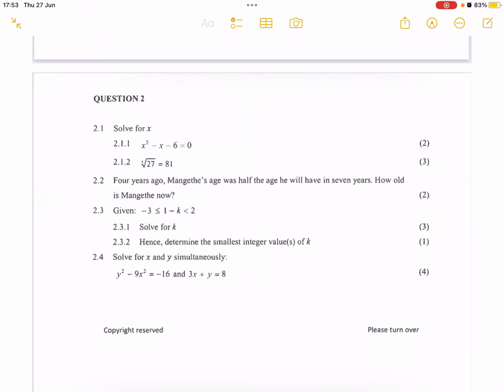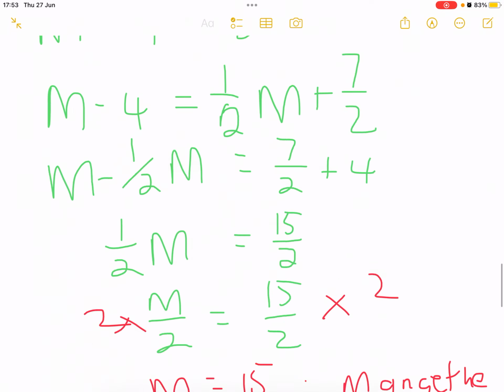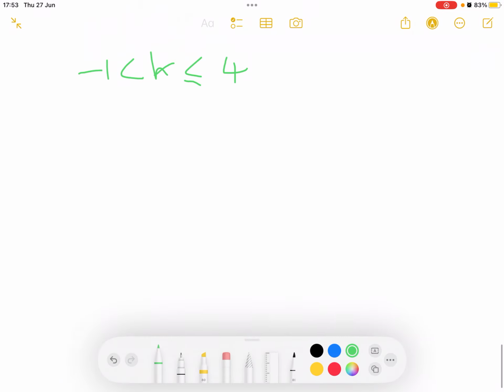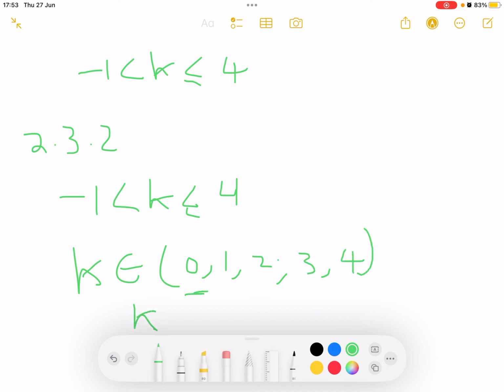Now, the next question is asking us, hence, determine the smallest integer value of k. That's 2.3.2. From negative 1 less than k less than or equal to 4, the integer values of k are 0, positive 1, positive 2, and positive 3, including 4. But the smallest one here is 0, therefore k is equal to 0.